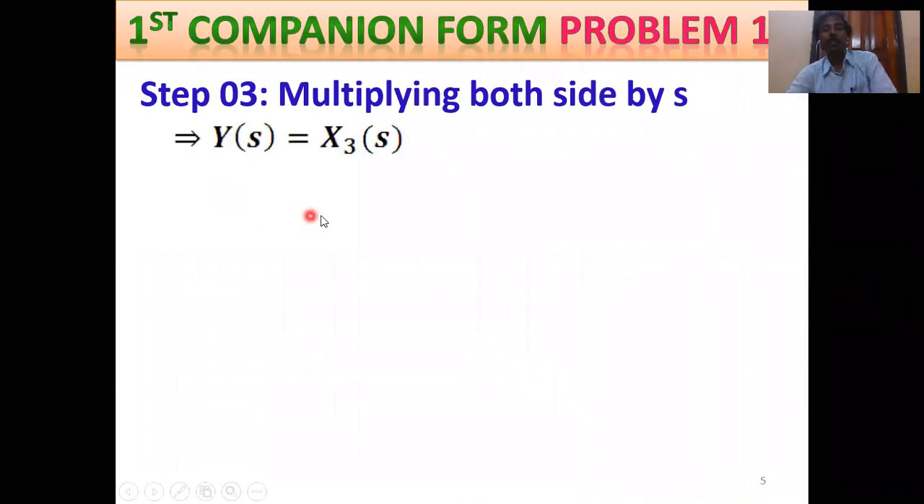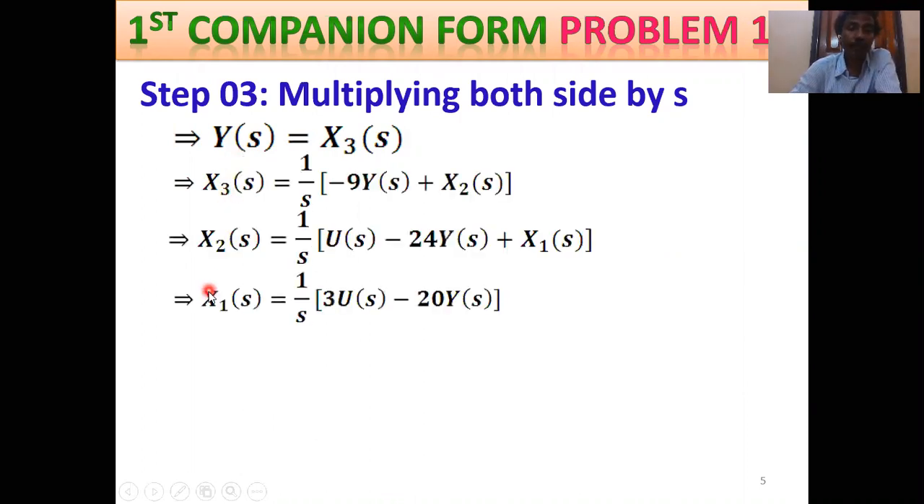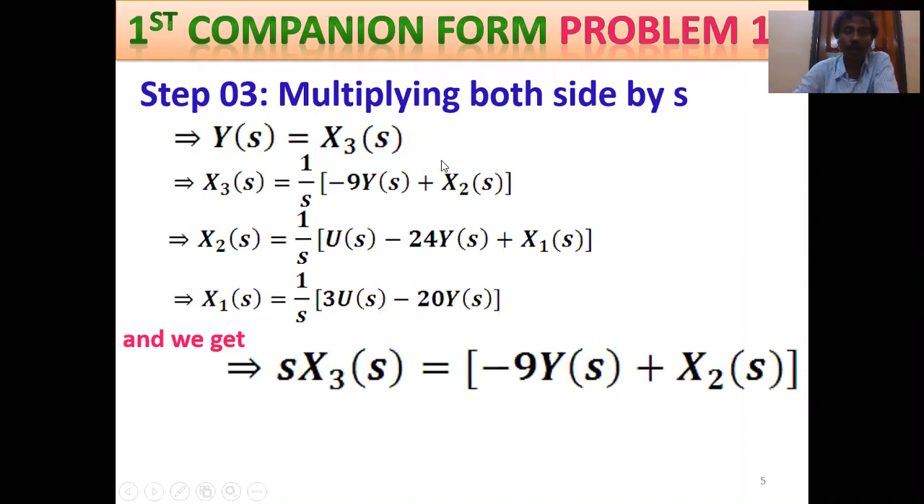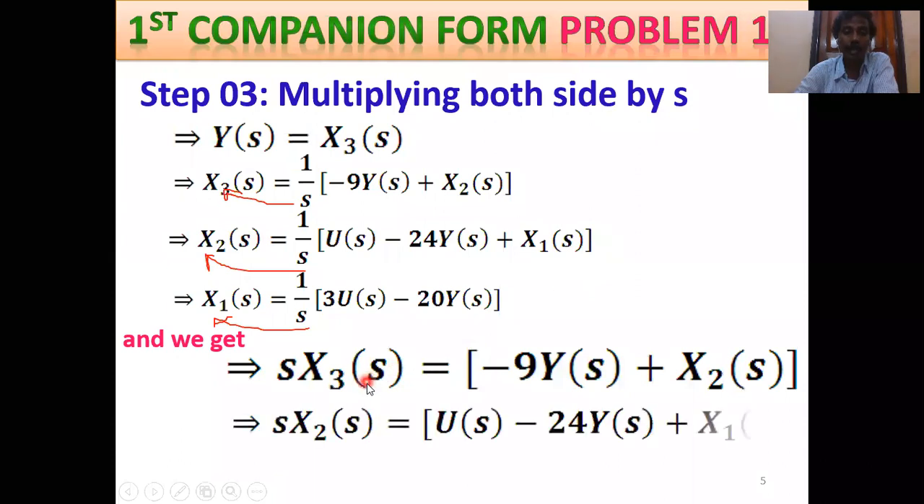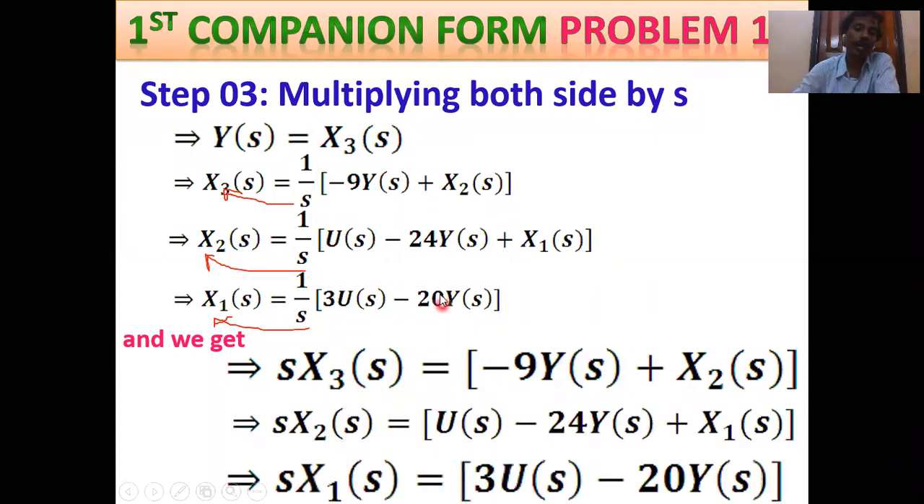Step number 3, multiplying both sides by s, and we get Y(s) equals x3 output, and this x1, x2(s), x3(s). When multiplying both sides by s, just multiply 1/s. So s into x3(s), s into x2(s), and s into x1(s). And then taking inverse Laplace transform, we get this is x3 dot, this is x2 dot, and this is x1 dot.